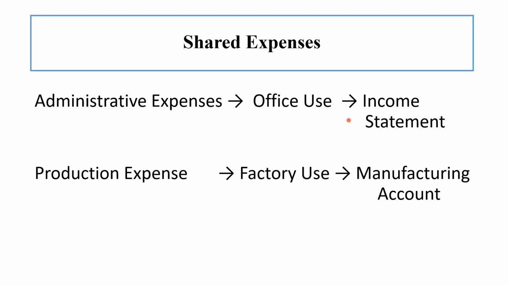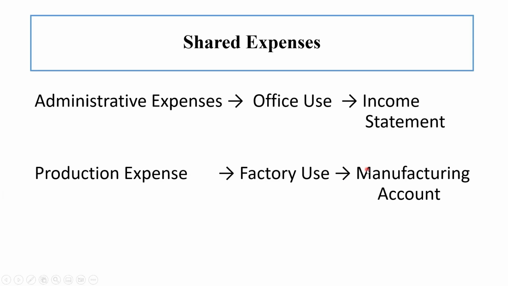Right. So when you pay rent for the entire building, but 2/3 of it is for the factory and 1/3 is for the office, even though the expense comes as one unit, you have to separate it and put it in the relevant place. Anything to do with office goes under the income statement, and anything to do with production, which is factory related, has to go under the manufacturing account.